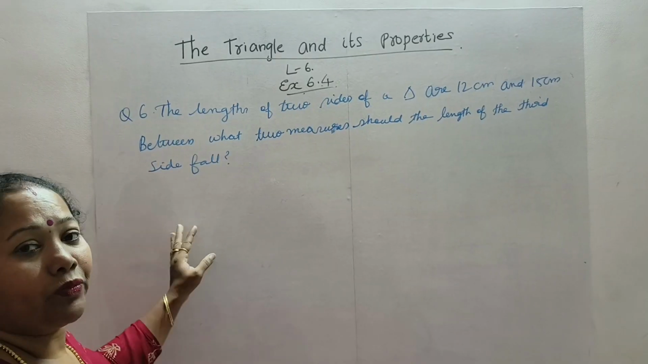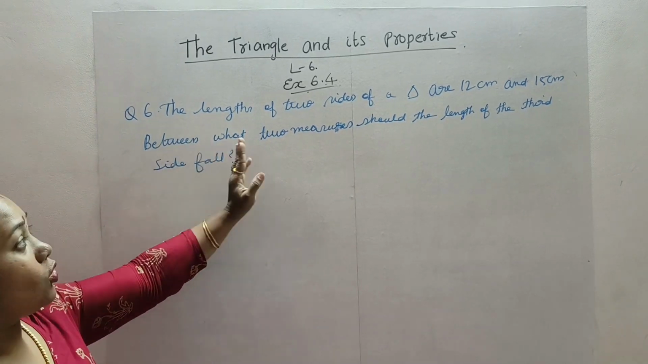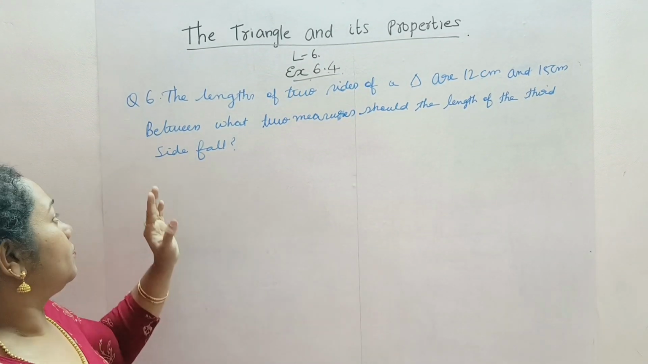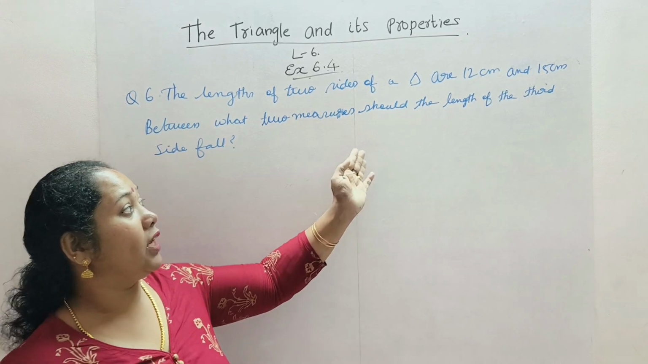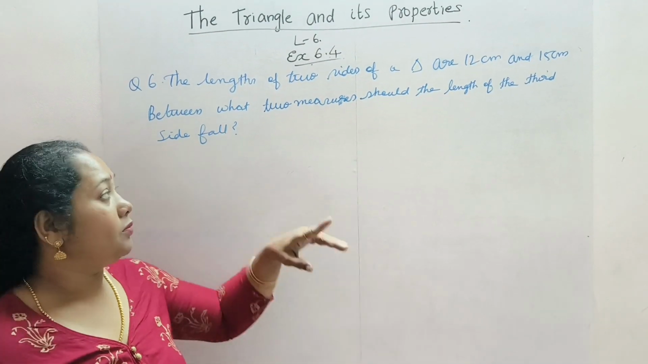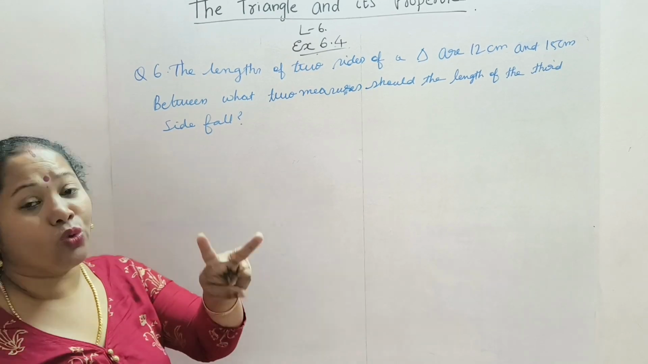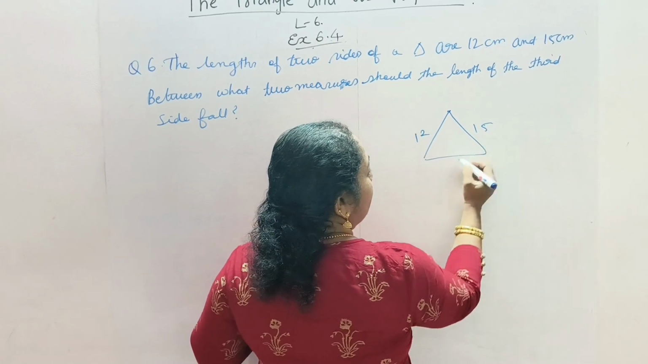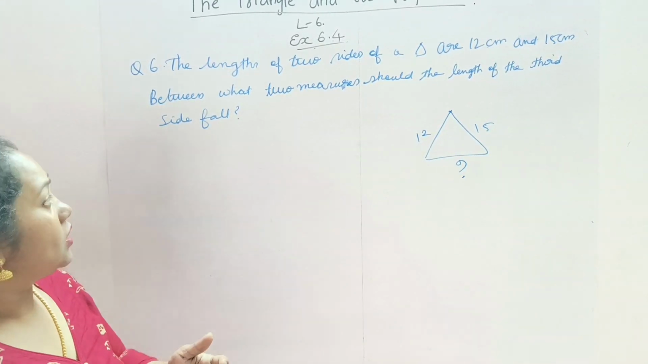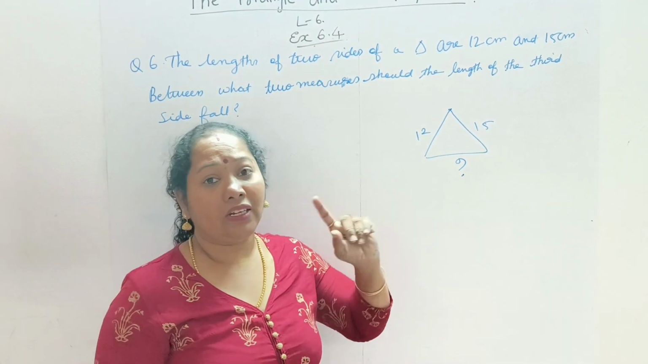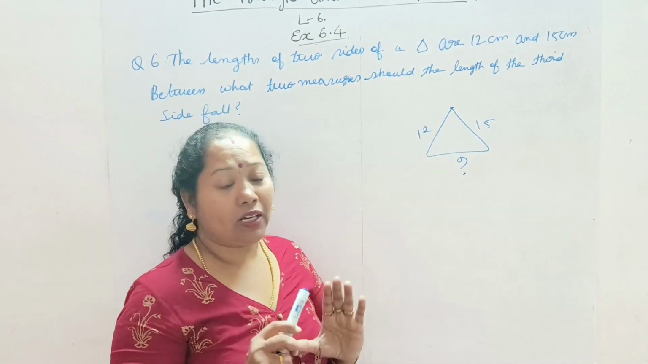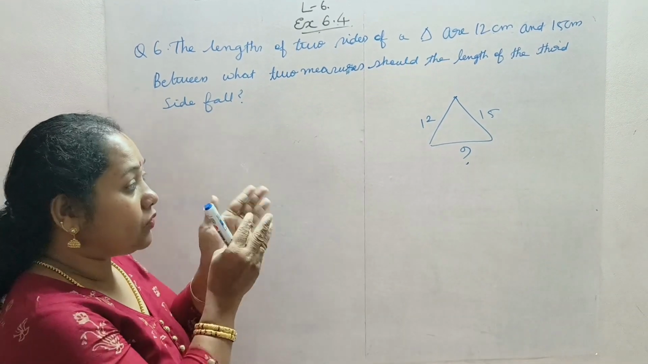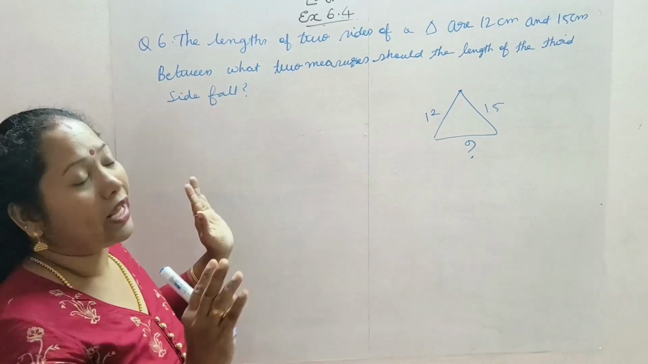Now question number 6. The lengths of two sides of a triangle are 12 centimeter and 15 centimeter. Between what two measures should the length of the third side fall? It is given that one side is 12 and the other is 15 centimeter. So between what measures should the length of the third side fall? We can say it approximately, between this and this length the side of the triangle will be.